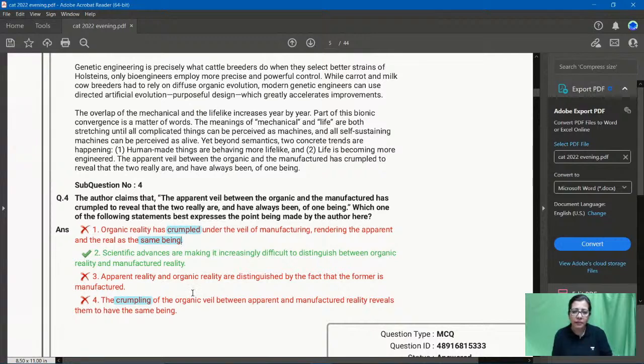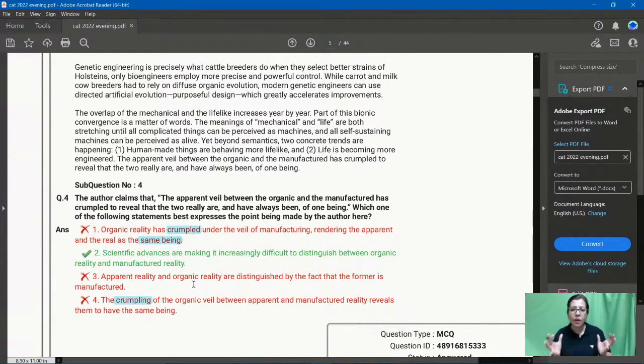I'm left with 2 and 3. Now what is the problem in 3? Apparent reality and organic reality are distinguished by the fact that the former is manufactured. Maybe this is correct. Apparent reality is manufactured, but is this what the author is trying to say with the help of that veil thing? The veil being removed, the overlap, this makes no sense here. Right? So option 2 is much better.